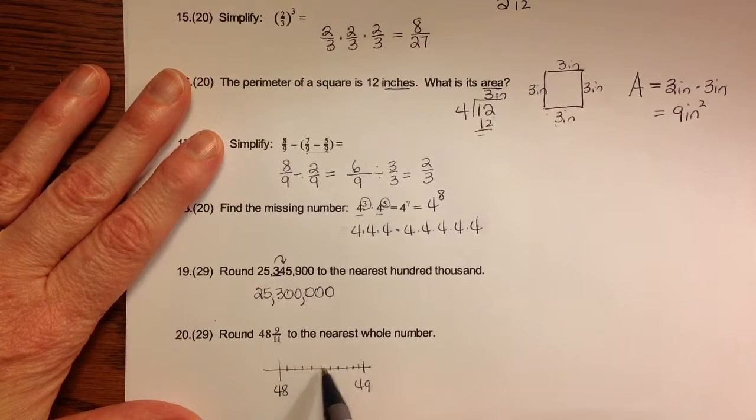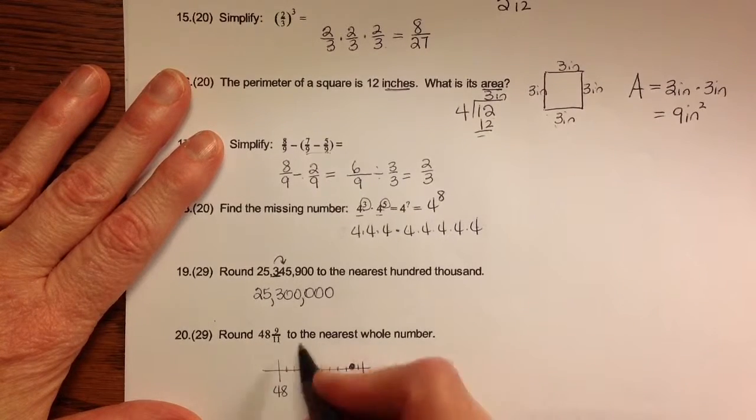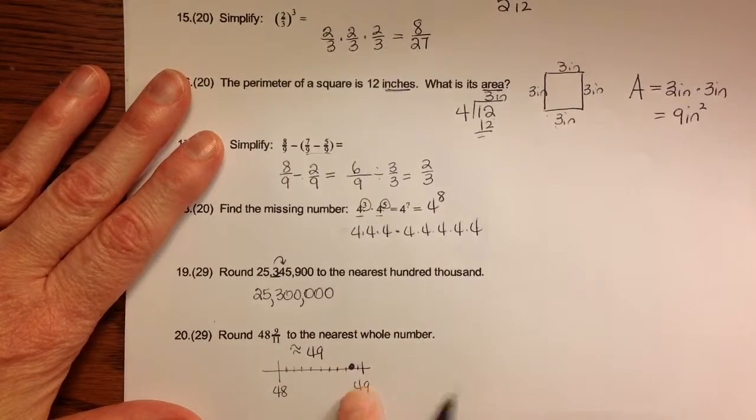1, 2, 3, 4, 5, 6, 7, 8, 9. That's what you're interested in. Is it at the middle? The middle would be exactly 4.5 over 11. And so it's definitely more than that. So it is closer to the 49. And you can see that on your number line.